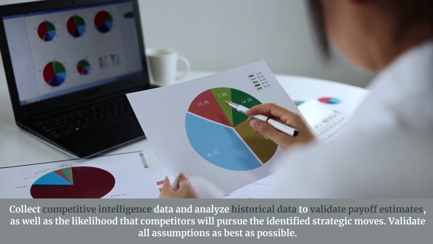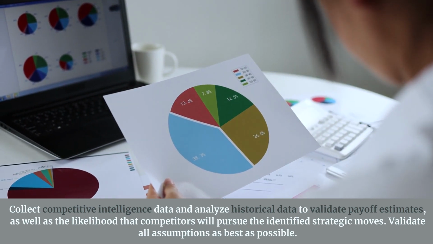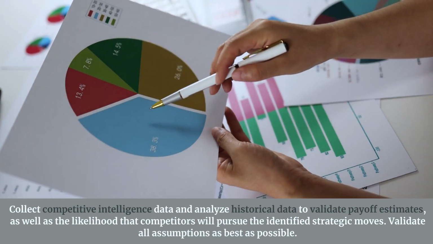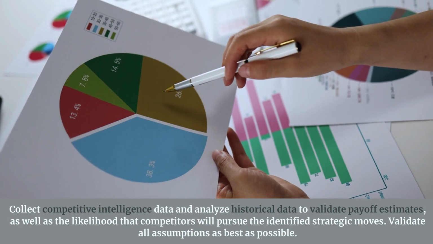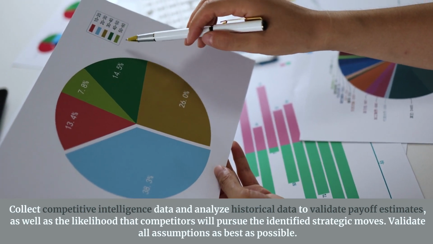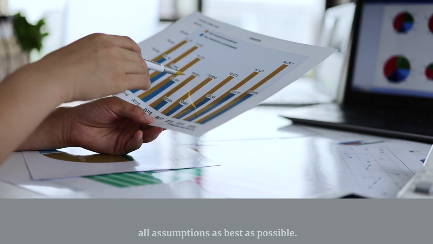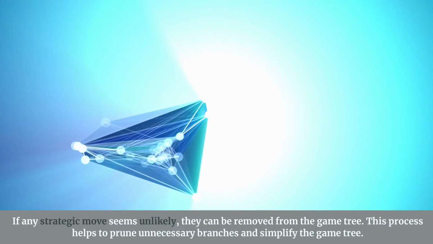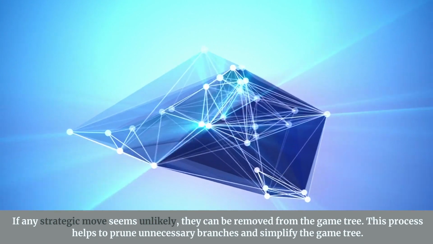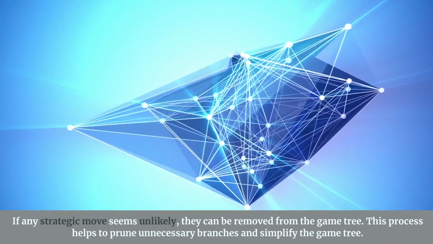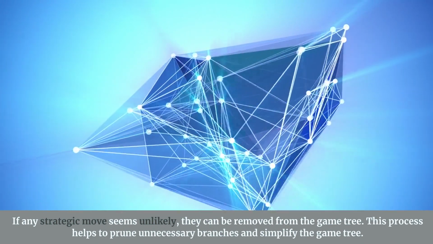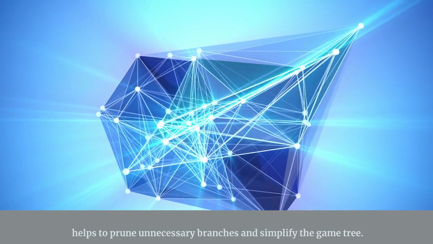Collect competitive intelligence data and analyze historical data to validate payoff estimates, as well as the likelihood that competitors will pursue the identified strategic moves. Validate all assumptions as best as possible. If any strategic move seems unlikely, it can be removed from the game tree. This process helps to prune unnecessary branches and simplify the game tree.